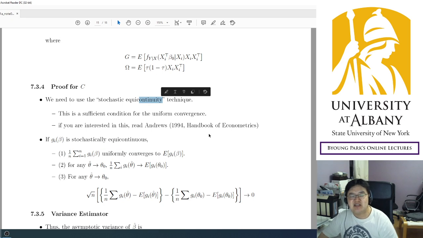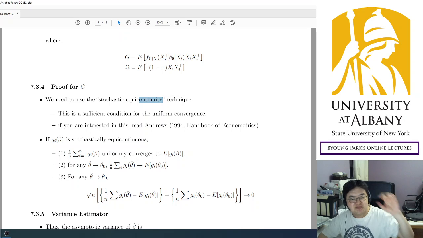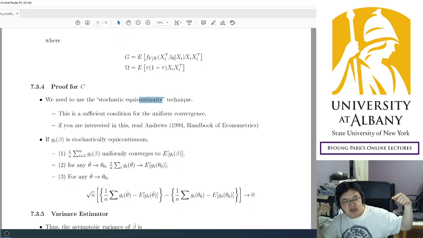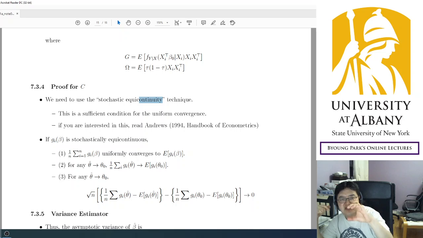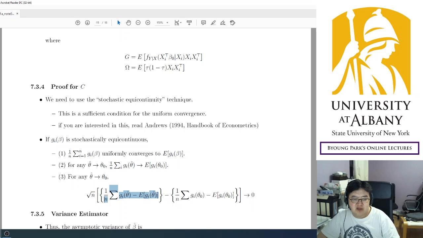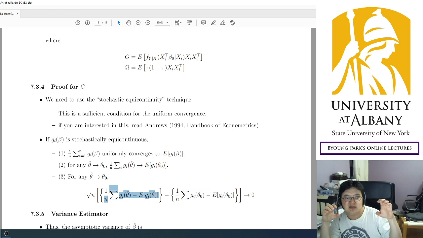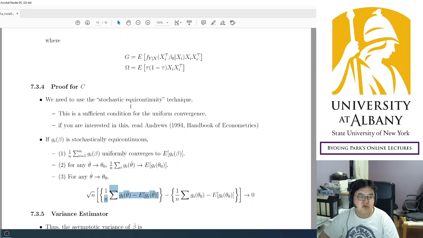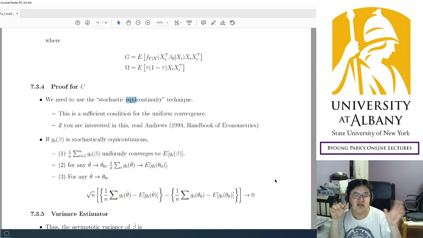In some sense, it is continuity because as theta hat converges to theta 0, the convergence error is converging to the convergence error at theta 0. So the difference convergence rate must be continuous around theta 0, and it is called equicontinuity because it has to be satisfied for any theta and g.